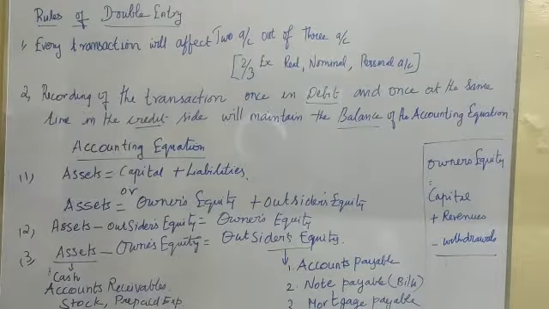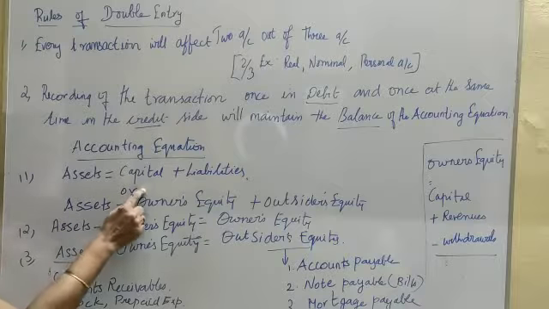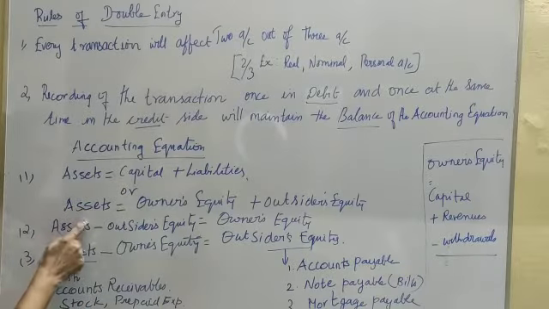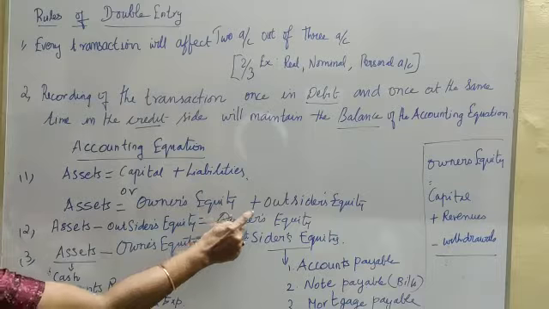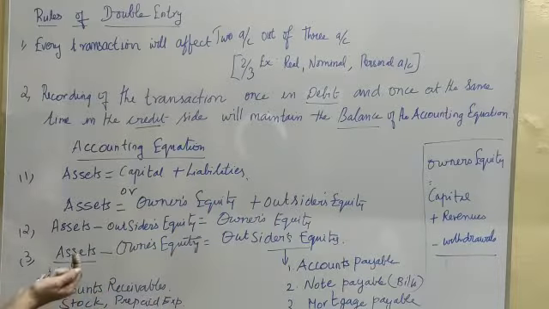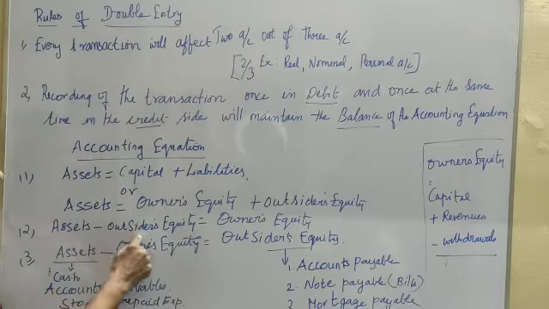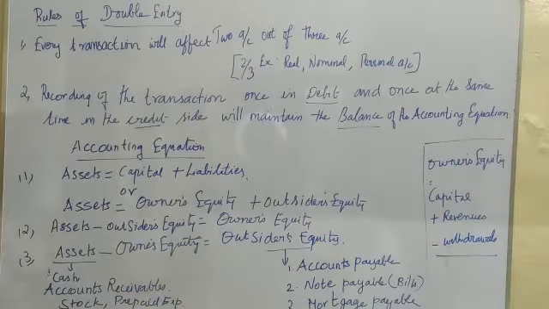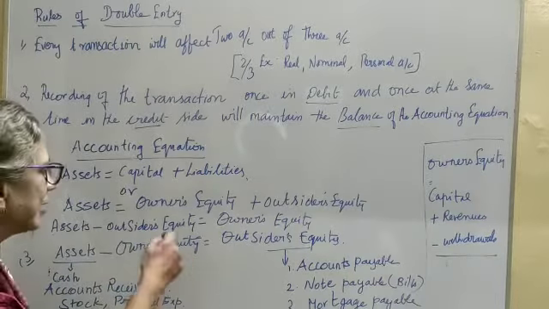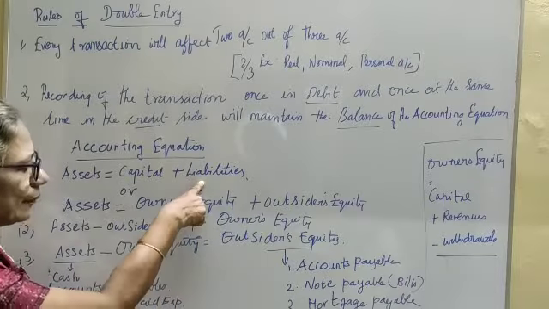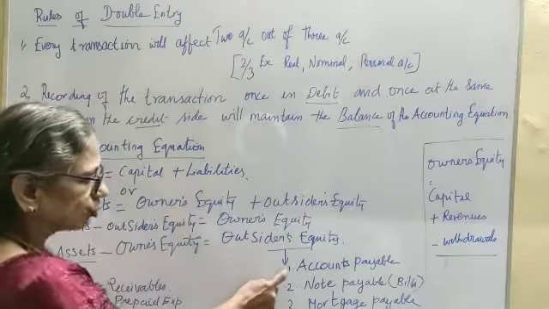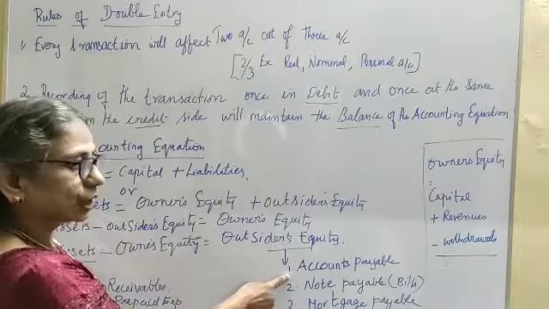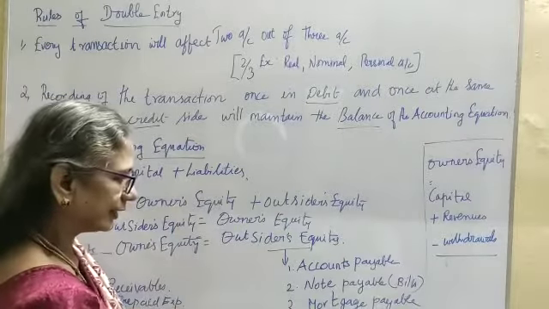Now let us see the accounting equation. Assets is equal to capital plus liabilities, or assets is equal to owner's equity plus outsider's equity. We can convert it like this: assets minus outsider's equity is equal to owner's equity, or assets minus owner's equity is equal to outsider's equity. What do we mean by outsider's equities? That means liabilities. What are the liabilities? Generally, accounts payable, that means bills payable towards the outsiders or creditors.